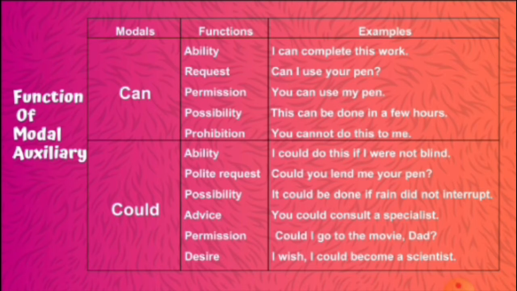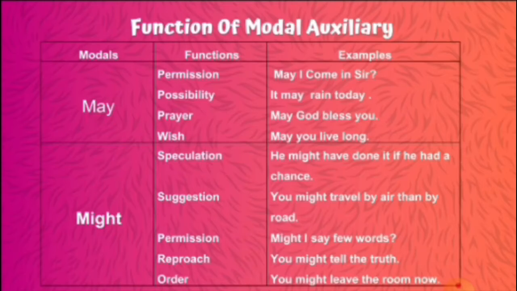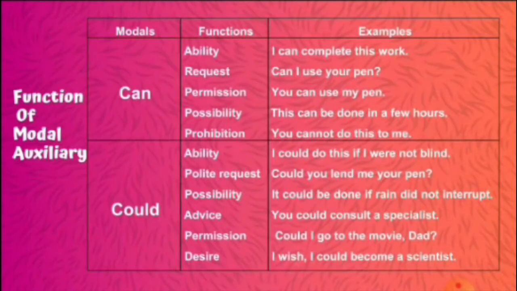These are some possible functions. The first one is ability. For example, I can complete this work. When we talk about ability, it means that a person has the ability to do something. So we can make such sentences.